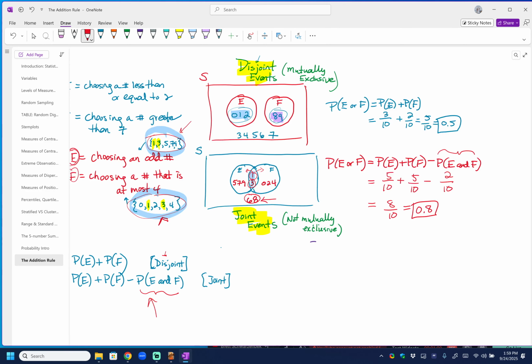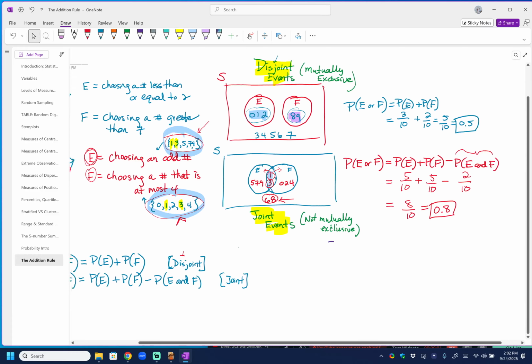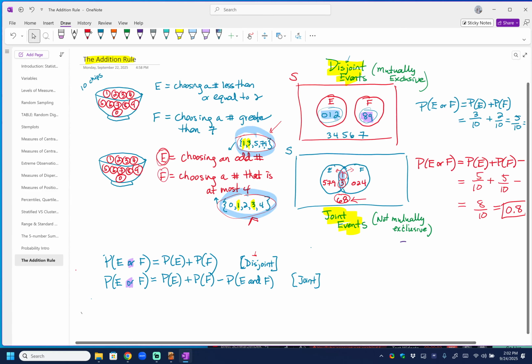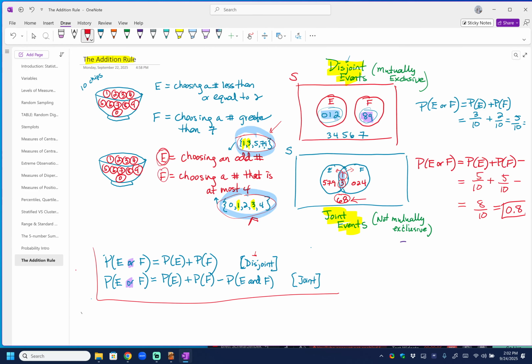Okay, so the focus basically lies in our 2 formulas for the addition rule. Remember, the key is when you see the word or combining 2 separate events, then that's where the addition rule takes place. You want to determine whether the events are disjoint or joint before using said formula because that will determine which one to use.